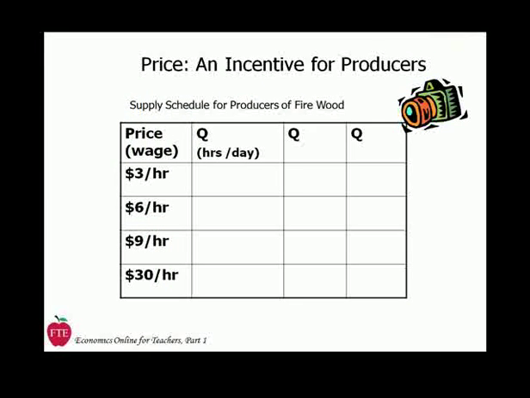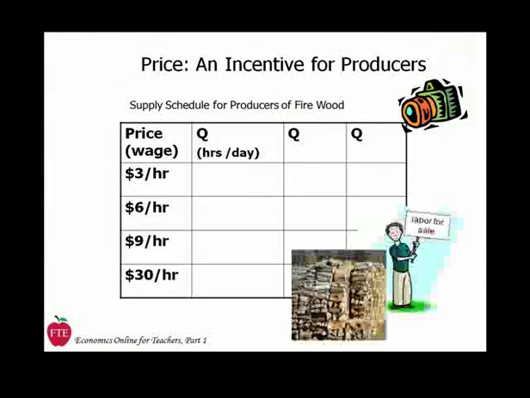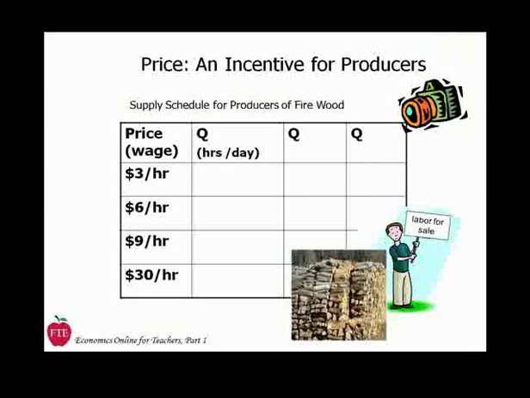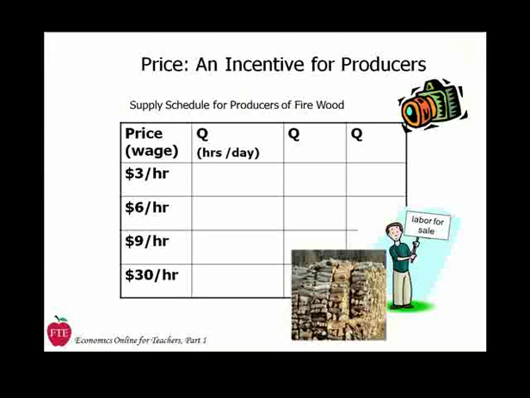So far, this is the same process we used when we made the demand schedule, except that now I'm asking them to tell me how much they're willing to produce and sell at different prices. You can think of this either as them supplying their labor or supplying a product, split and stacked firewood, that they produce by using the labor resource that they own.